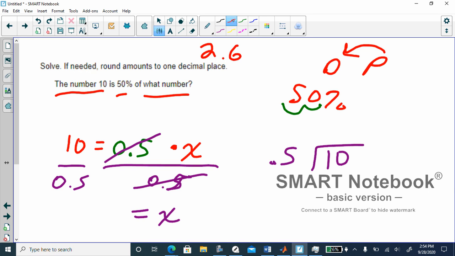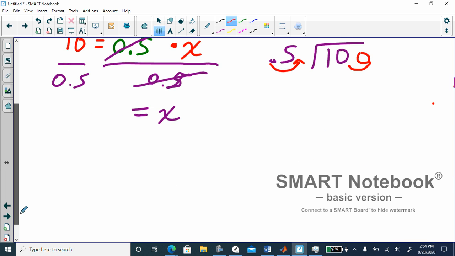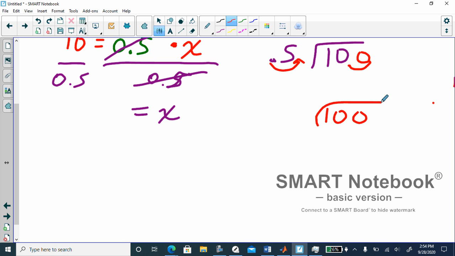If we have a decimal as our divisor, we have to fix that. So we move the decimal over 1 place here, and we would have to move it over 1 place here. So instead of doing 10 divided by 0.5, we will do 100 divided by 5. So 5 goes into 10 twice. 5 times 2 is 10. Subtract, bring down your 0. 5 goes into 0 times. So we get 20.